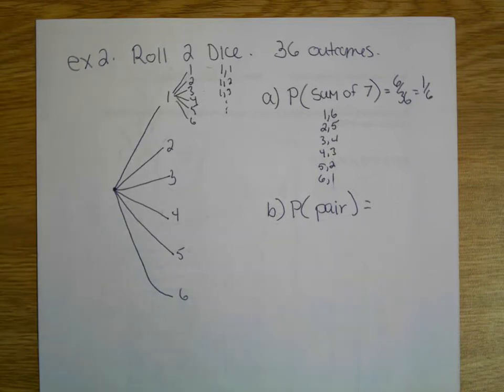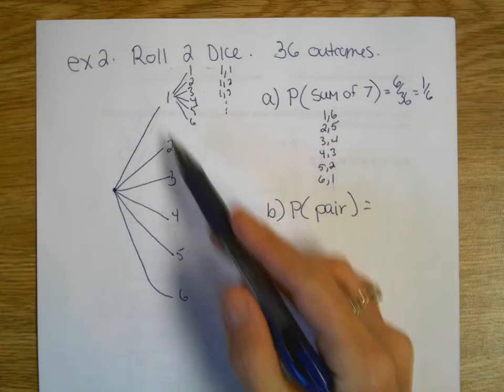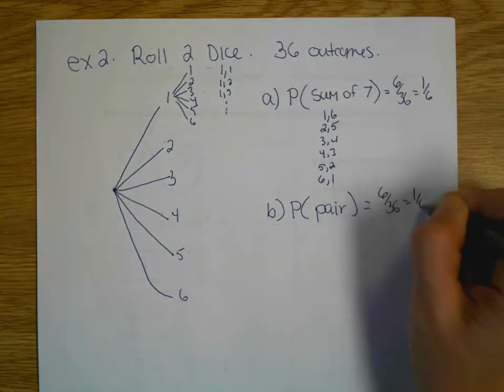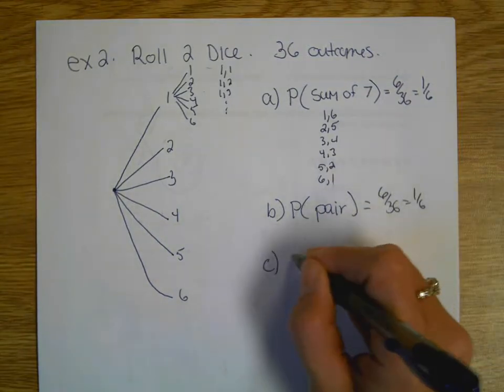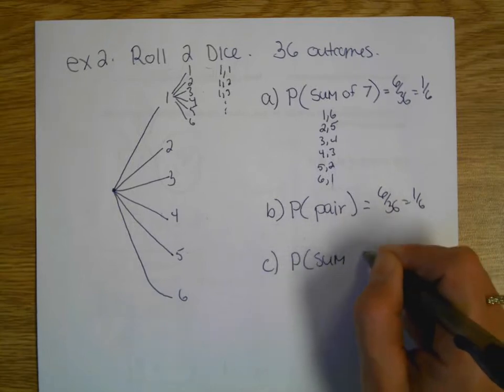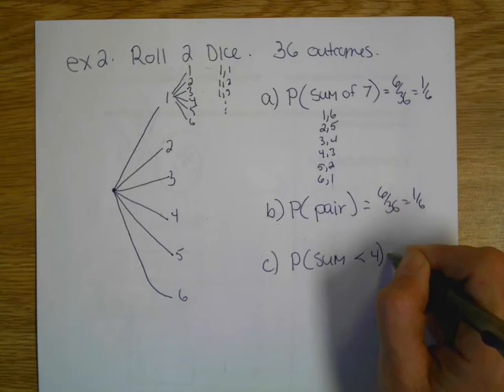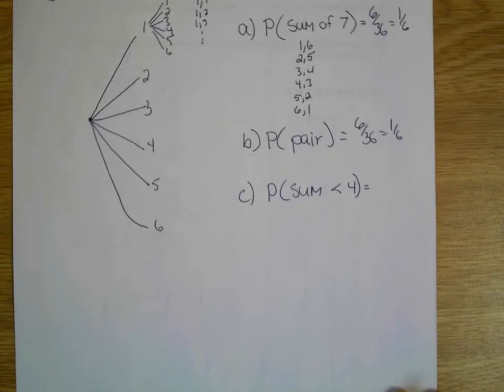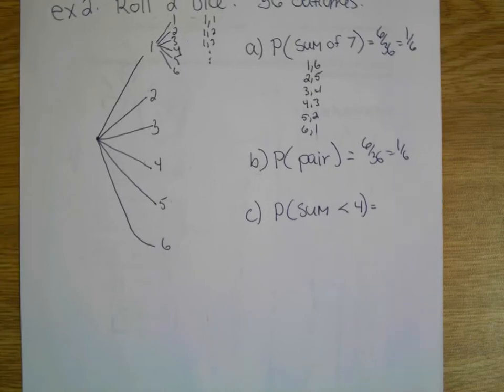See the tree? Is it the same? Yep, there's 1 on each branch: 1-1, 2-2, 3-3, so it's 6 out of 36. And then the last one, what's the probability that your sum is less than 4? Go ahead.